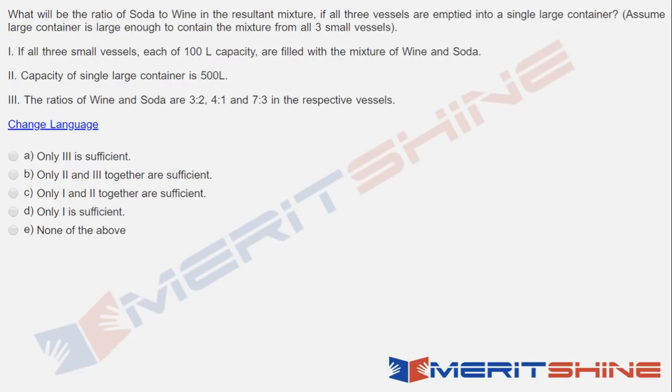It says you have to calculate the ratio of soda to wine in a resultant mixture. 3 vessels are emptied into a single large container. That's the situation given. It's a typical situation in mixture and solution kind of questions. The statements are very small. So these kinds of questions are good because they can be read very quickly.